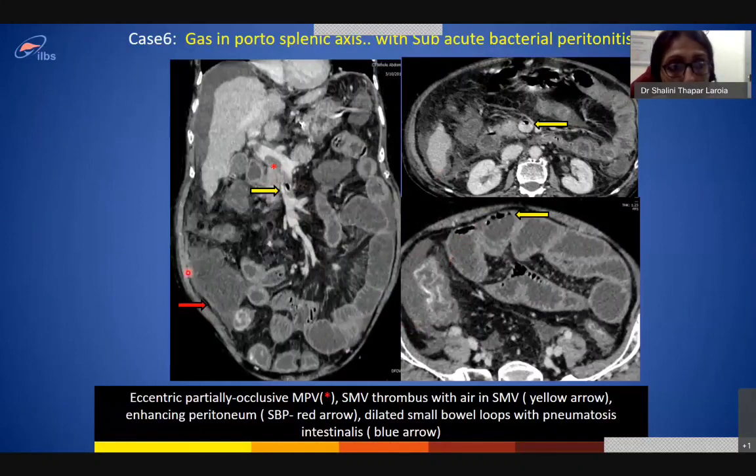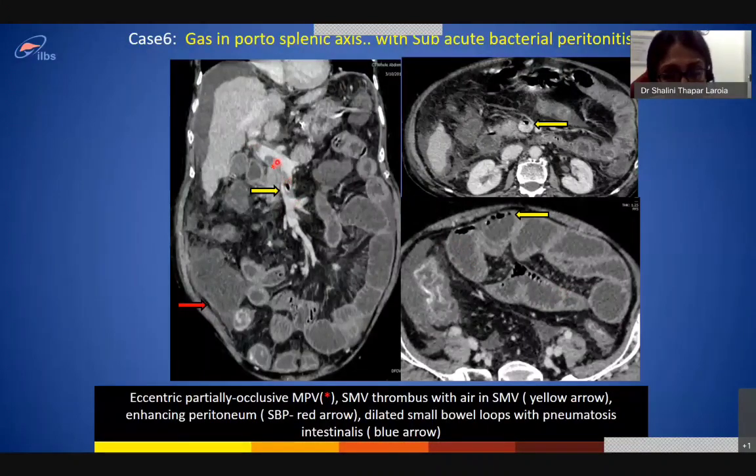There is ascites, of course, which could be because of cirrhosis, but there is enhancing peritoneal thickening, and the lining of the peritoneum is showing abnormal enhancement. Apart from that, the small bowel loops are dilated. Look at the fluid-filled loops. And you have the beautiful string of pearls sign, or the pneumatosis intestinalis, that you see on the axial section. You must look for these signs.